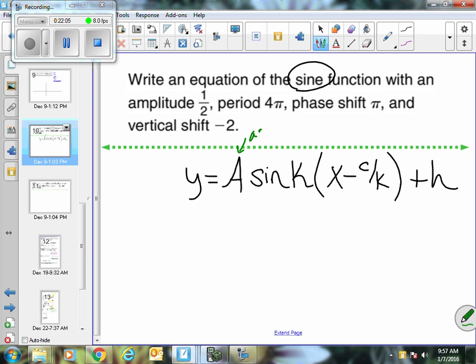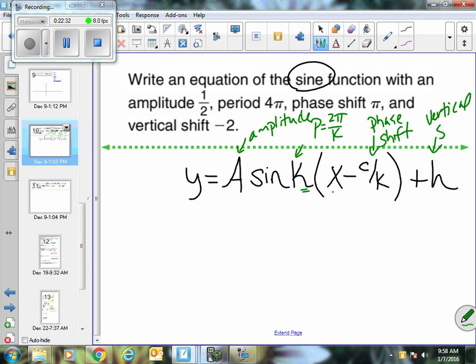So A is amplitude. We know that one. The k value tells us something about period. Period is 2 pi over k. That's the only one you have to solve for. C over k is the phase shift. Notice the regular k value is factored out front here. So x minus c over k, the c over k gives you the phase shift. Then how far did you move left or right? And then the h, that's your vertical shift.